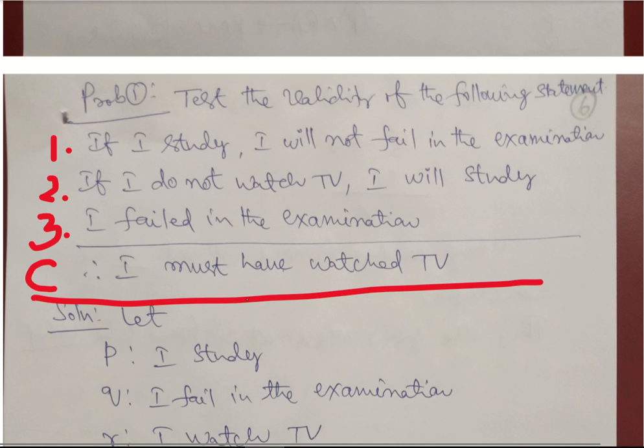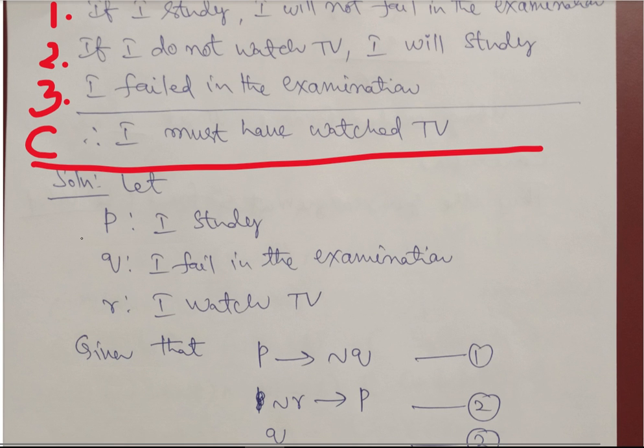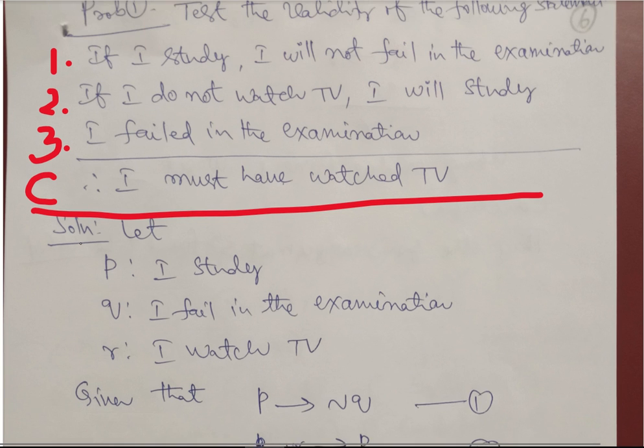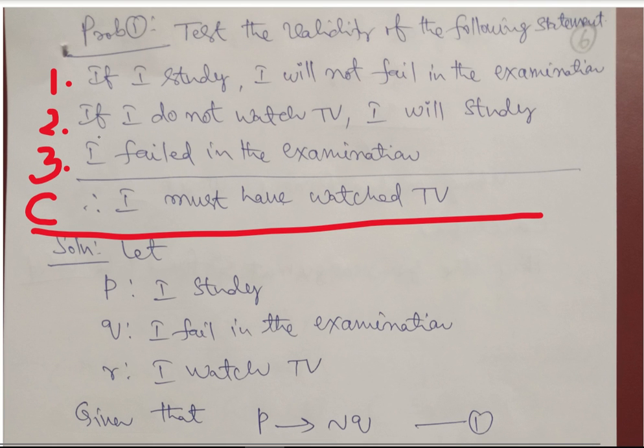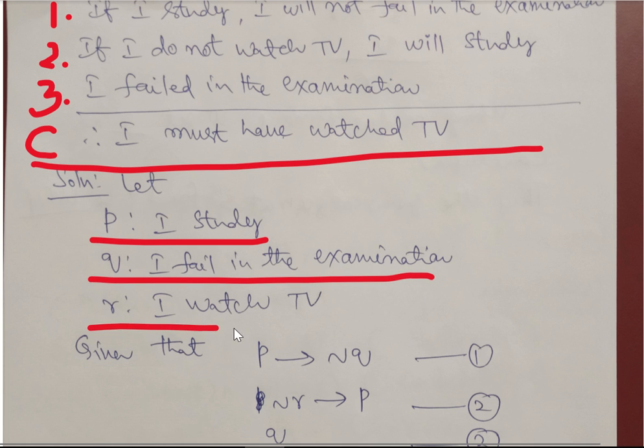So we cannot write the statements out each time, and it will be time consuming. So what we'll do now, we give some logical representation for them. Use the statements and figure out which are going to be premises. Here, I study is a premise, I fail in the examination is a premise, I am watching TV is a premise. That's it. Three are there. So P: I study, Q: I fail in the examination, R: I watch TV. So we are going to use them again here.